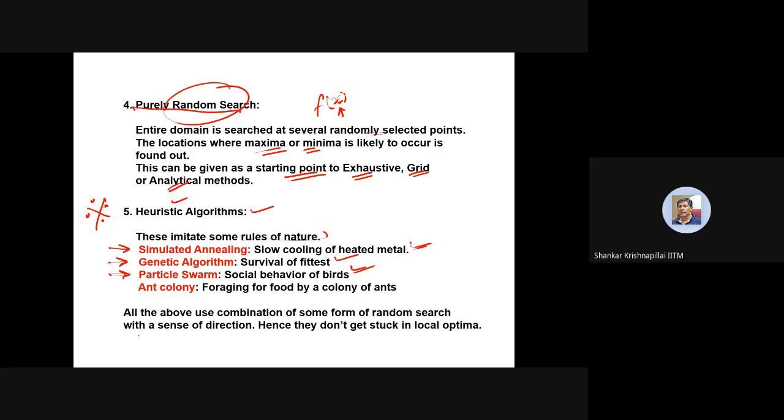All these heuristic algorithms use a combination of some form of random search with a sense of direction. So this heuristic algorithm is a mixture of a random search as well as some sort of logic. Like in the genetic algorithm, which is called survival of the fittest. But you start with a random solution and then apply survival of the fittest to that. So it incorporates randomness as well as some logic, so they don't get stuck in a local optimum. That is the success of this algorithm.